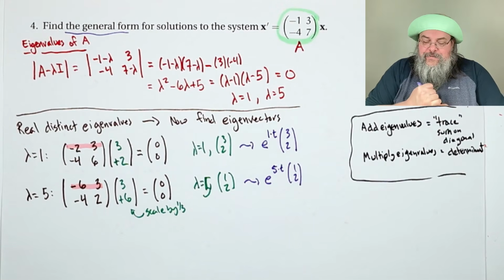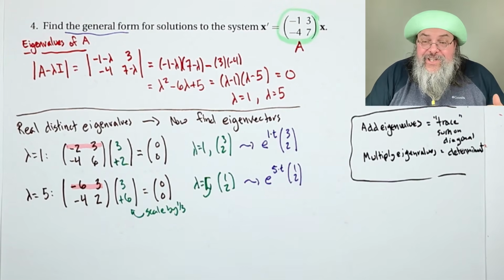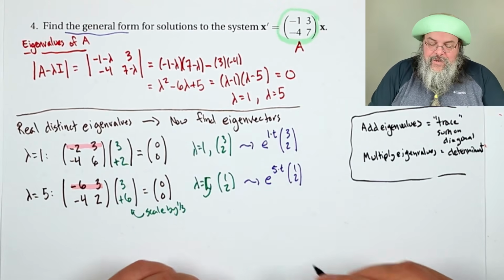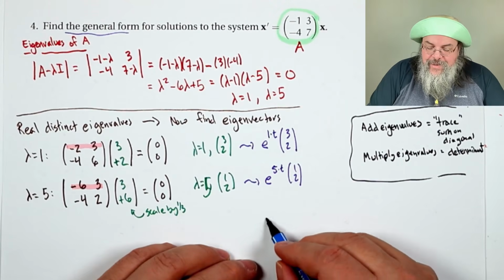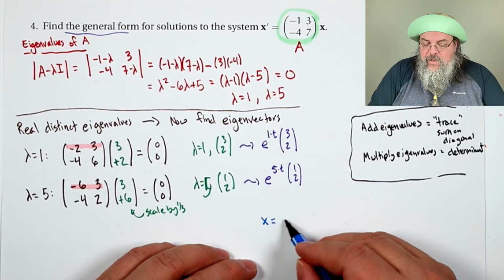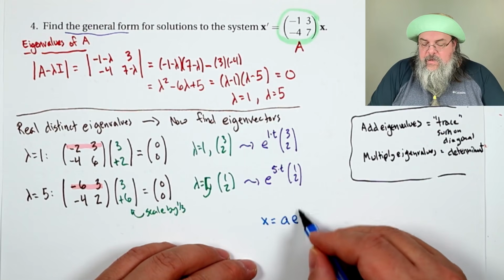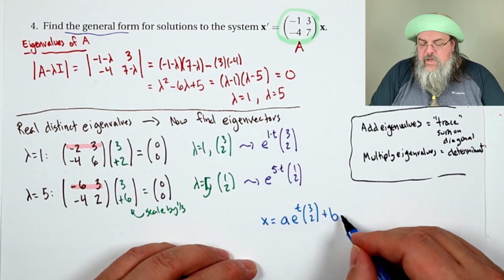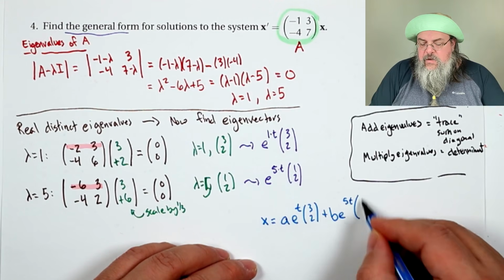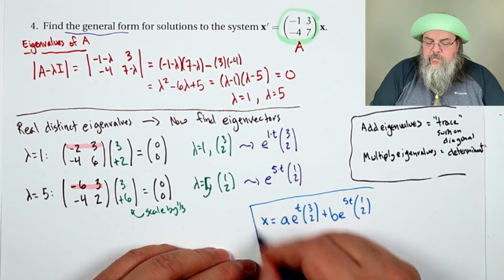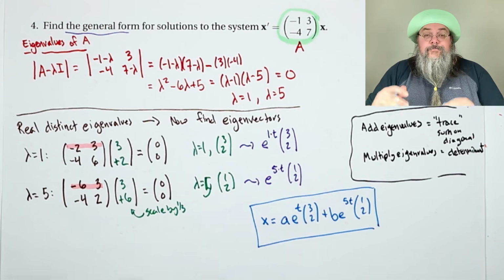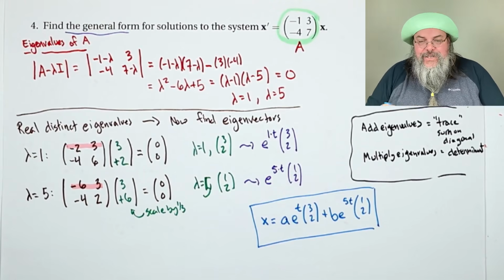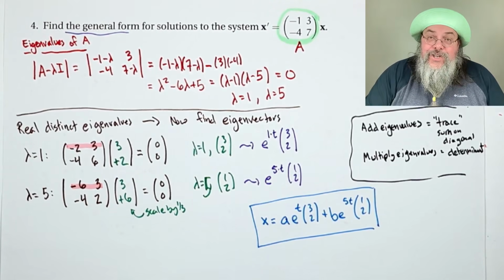How do we find the general form? Superposition. Woohoo! We say that word a lot. It must be really important. Yes, it is. So some constant a, e to the t, 3, 2, plus some constant b, e to the 5t, 1, 2. And that's our general form. Good job, us.